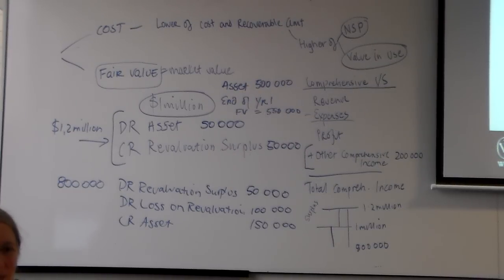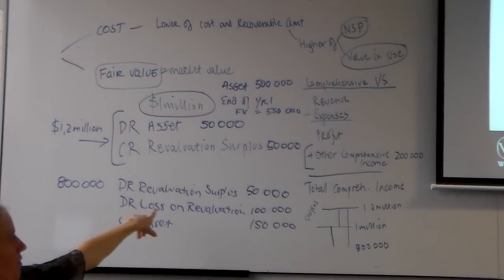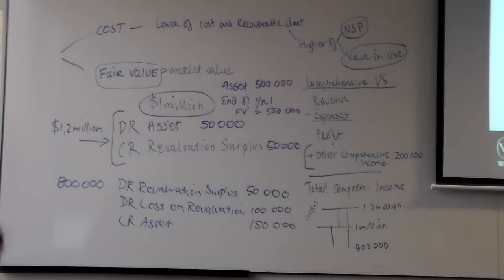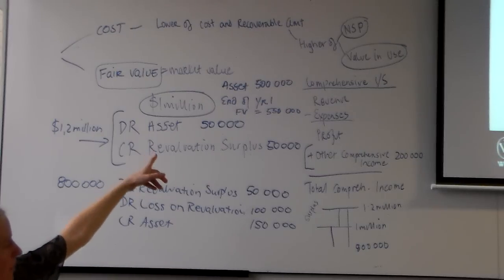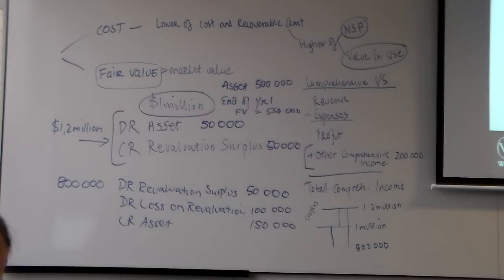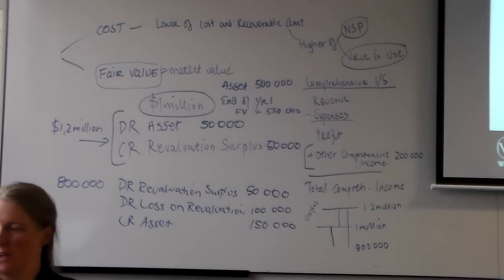Okay, any questions on that? No? So what we've done is we've taken it up to 550, and then it's come down in value in the second year, it's come down to 400. So we've taken it down. We've first of all reversed the revaluation surplus, and then the rest of it we've taken to a loss. Okay? So the asset's gone up by 50 and then down by 150, and it's ended up being 400. Okay. Questions? No? Okay.